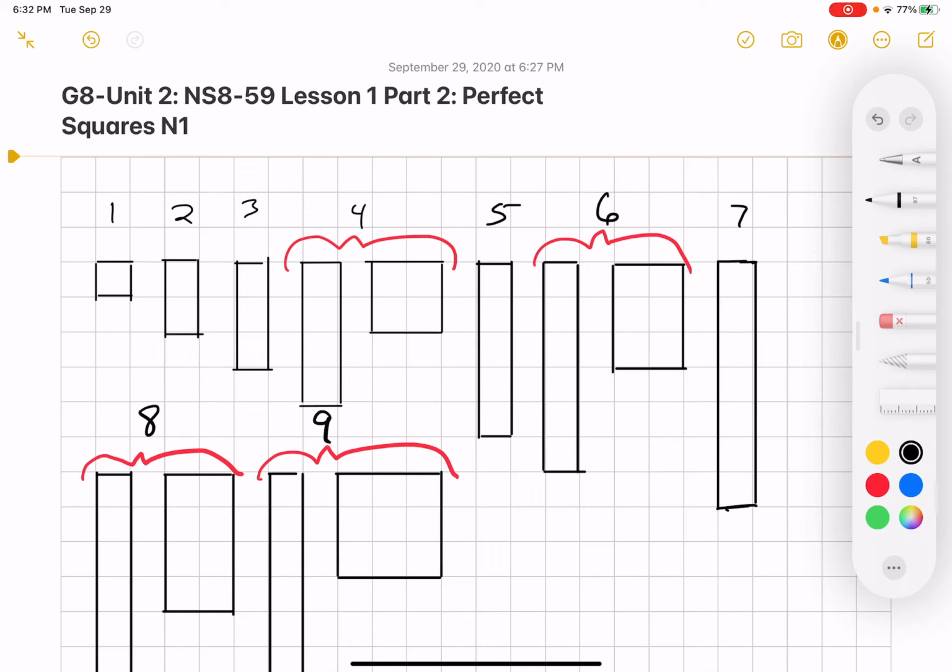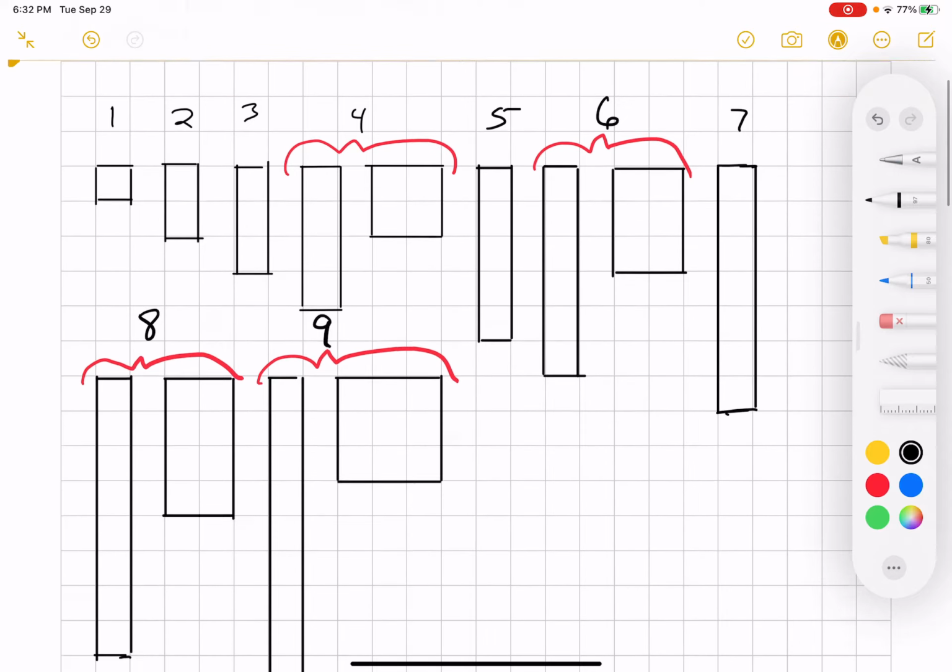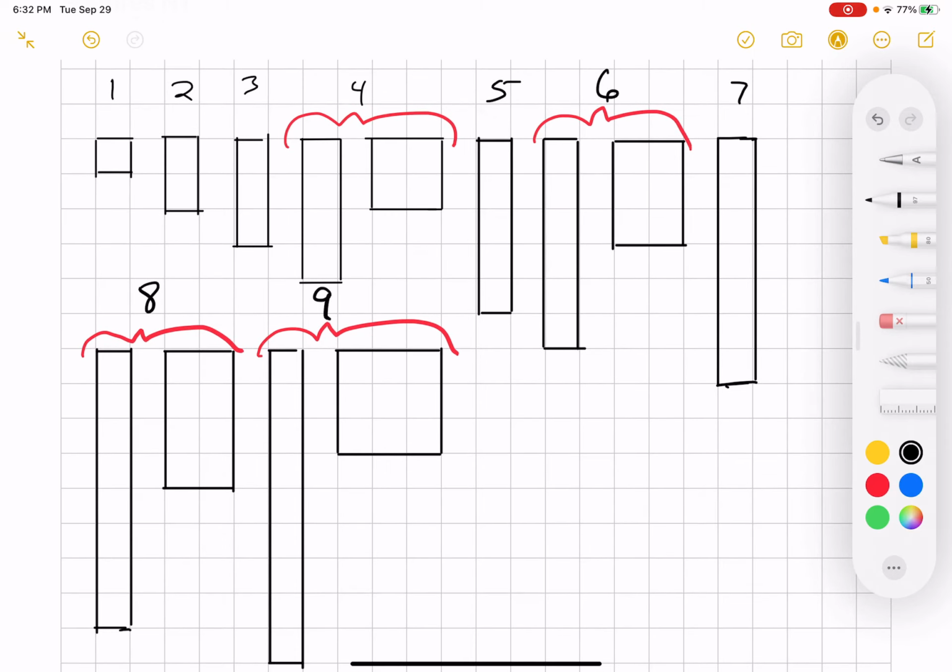Okay, so now we're moving on to perfect squares and we're making that connection. So I have drawn out, you'll notice I have numbers 1 to 9 all written out. And then I've drawn out the possible combinations for drawing rectangles for numbers from 1 to 9.